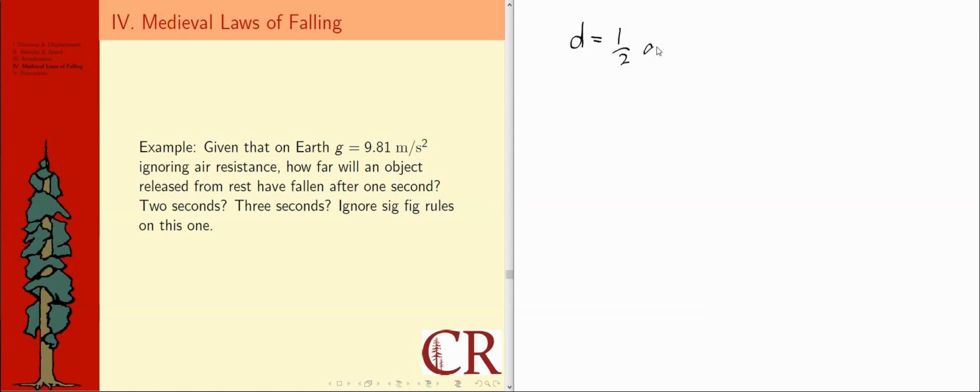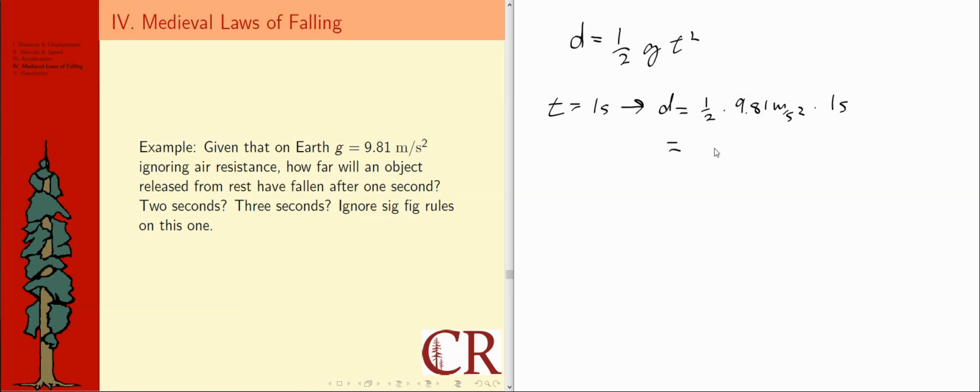d is equal to 1/2 gt squared. So really, I think what I'm being asked here is to calculate distances for t is equal to 1 second, 2 seconds, and 3 seconds. So for t is equal to 1 second, that would imply a distance d is equal to 1/2 times 9.81 meters per second squared times 1 second. And if I put that into my calculator, I'm really just going to do 1/2 times 9.81 times 1. I don't even need that 1 really, because that's not going to change anything.